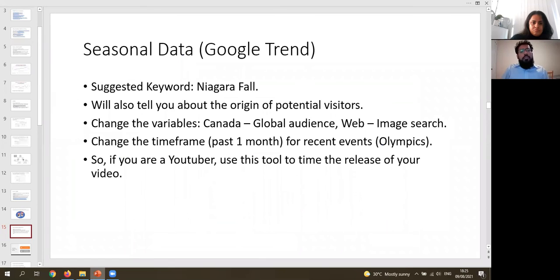So again, if you're a YouTuber, like you are releasing a video about Niagara Falls, you can use this to time the release of your video. And in this way, you can increase the number of people who are viewing your video.